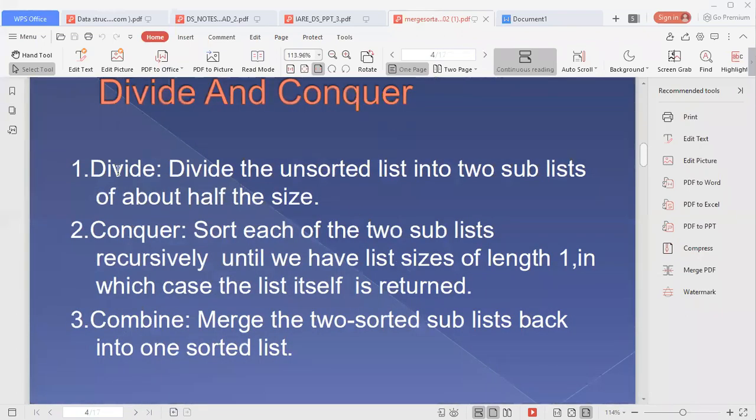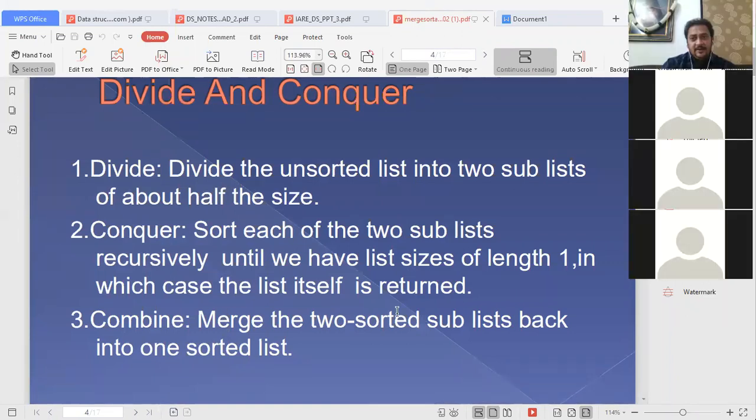Earlier I asked B7 and C7: what are the three major steps? These are the three major steps. Do you understand these? Yes, B7 sir and C7. So first, what is the technique we use? We divide the unsorted list into two sublists of about half the size. About, not exact.